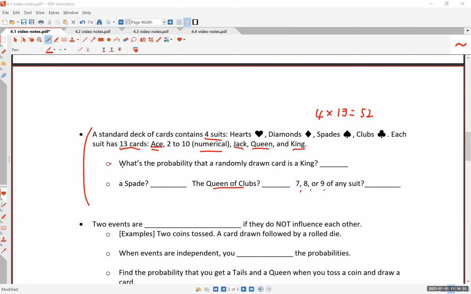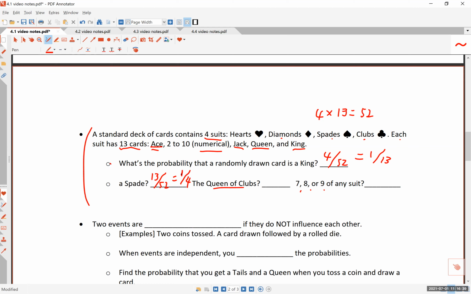Going back to the top of page 2 of your notes, what is the probability that a randomly drawn card from a deck of cards is a king? Now remember, you have 4 kings, one for each of these. And so 4 out of 52 turns out to be 1 over 13. Okay, no problem here, right? How about a spade? Well, you have 13 spades out of 52, and that's 1/4.